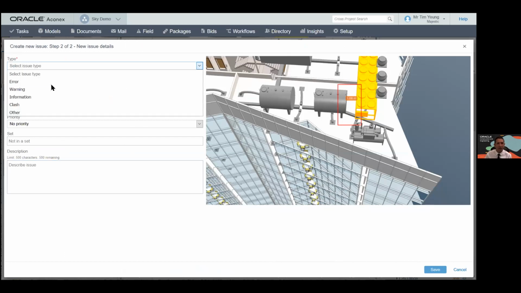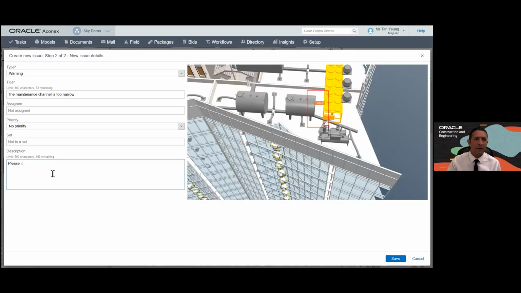Based on our previous experience, remember, let's say you're a main contractor, you've been doing a lot of this work, you know that this will give us a big problem. Please revisit this allowance and let's discuss it next week in our meeting. Awesome, fantastic. So you save that issue. That's an issue that has been raised against the model.